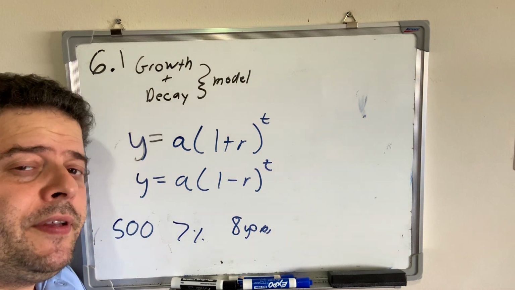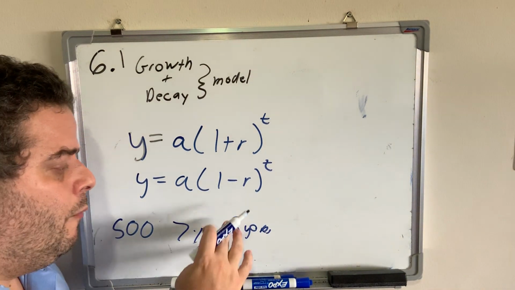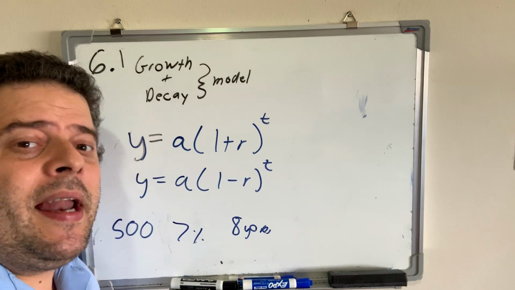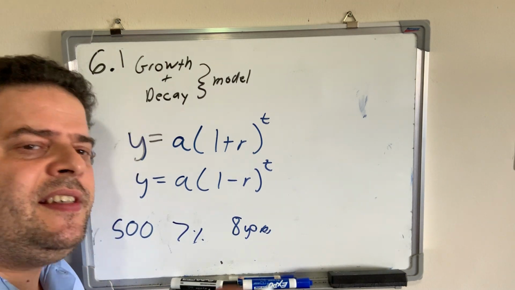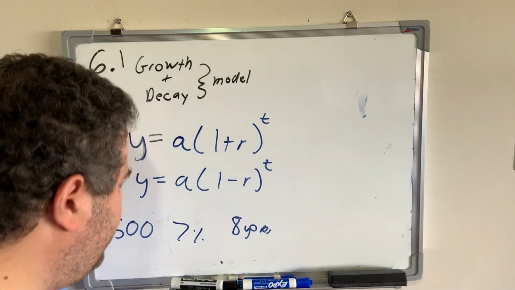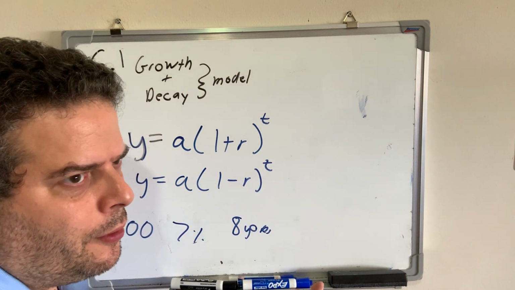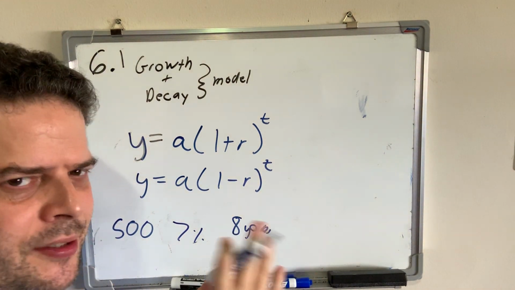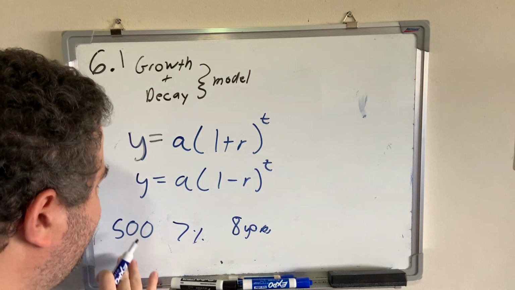It's killing off 7%, poor rabbits. So again, I want to know how many rabbits I'm going to have after 8 years, because this disease is killing 7% of the rabbits every year, assuming they don't grow. But that's another subject. Let's just assume they don't reproduce.